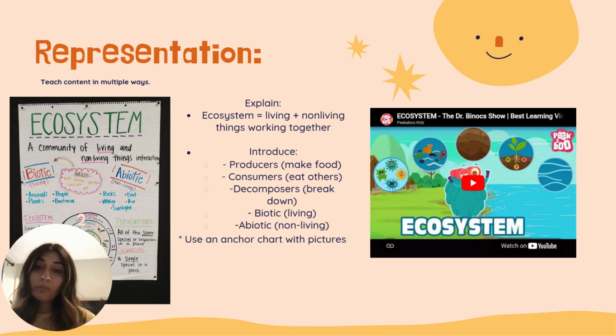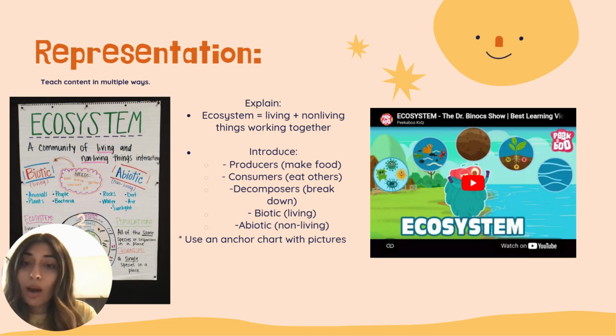They eat deer, they'll eat bunnies, anything that they can survive off of. That's a consumer. We're also consumers too. And then we have decomposers, which break things down. We have biotic, which is living, and abiotic, which is non-living. Biotic is animals, people, plants, bacteria. Bacteria is a living thing. Abiotic are rocks, dirt, water, air, and sunlight. Those are non-living things.